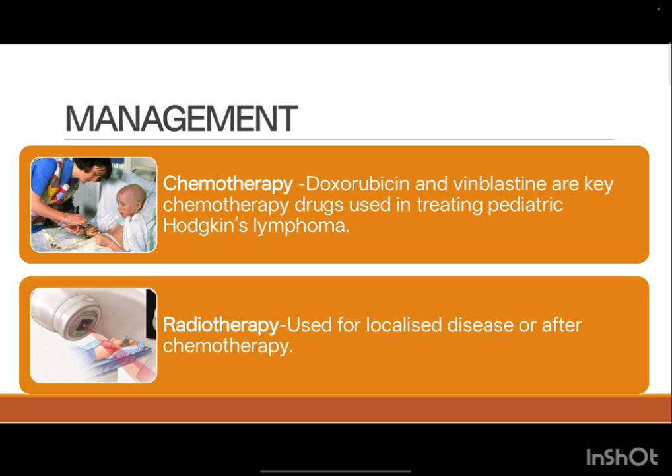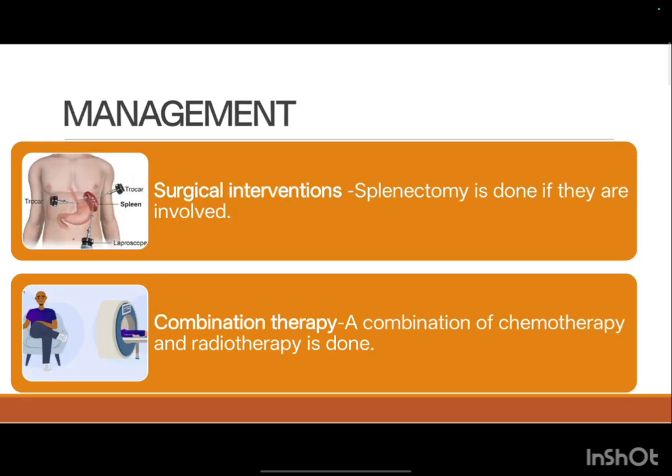Management: chemotherapy. Doxorubicin and vinblastine are key chemotherapy drugs used in treating pediatric Hodgkin's lymphoma. Radiotherapy is used for localized disease or after chemotherapy. Surgical intervention: splenectomy is done if they are involved. Combination therapy: a combination of chemotherapy and radiotherapy is done.